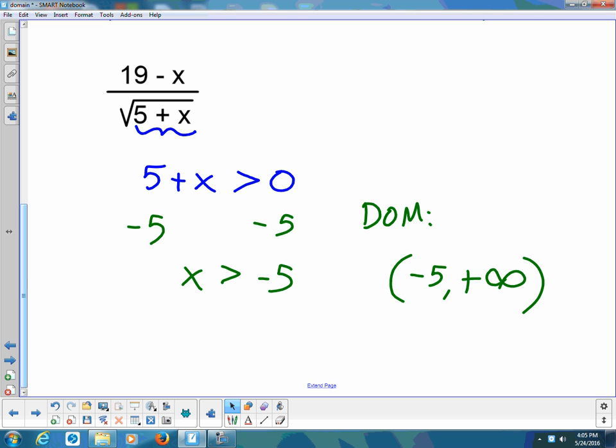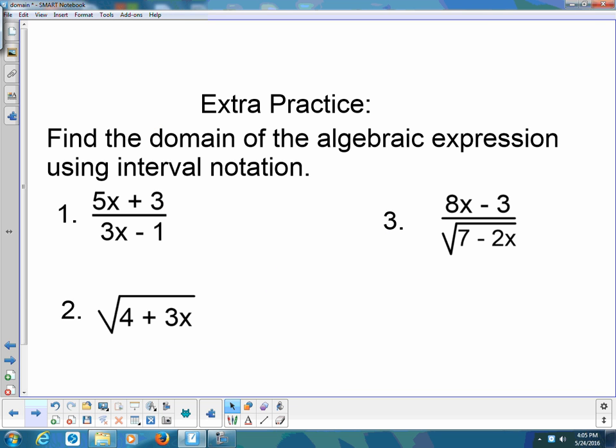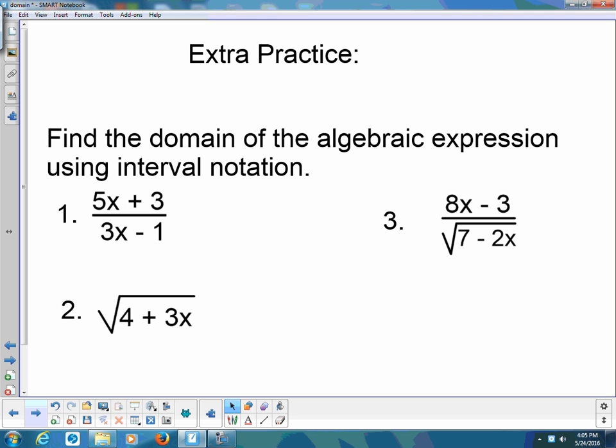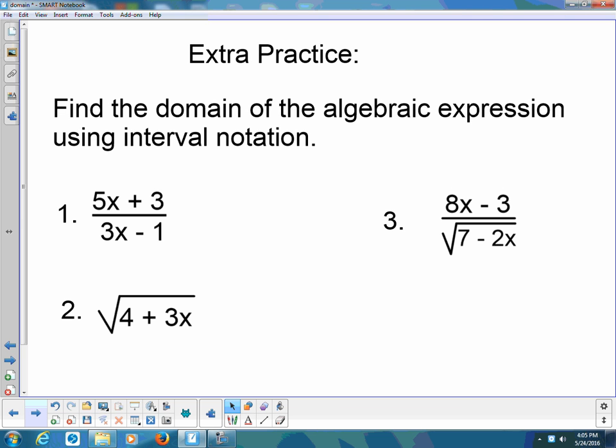All right. Okay, so that brings us to some extra practice problems. For these, I'm not going to work these out. You are, on a piece of paper somewhere. You work these out and see if you can determine the domain for each of these algebraic expressions using interval notation. I would encourage you to work these out now, pause the video, and when you're done working them out, then start up the video again and you will see the solutions on the next page.